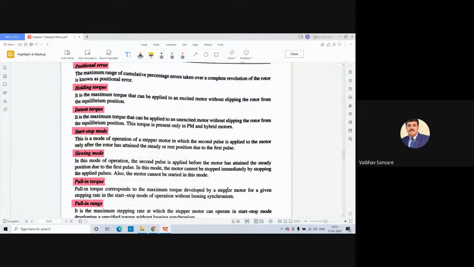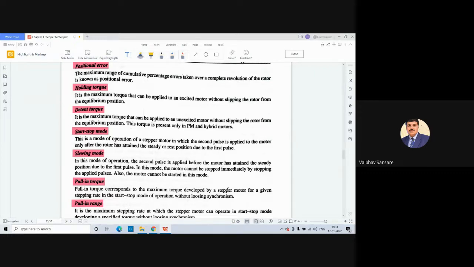This type of mode of operation is generally known as the slewing mode of operation. In this slewing mode, there is a continuous excitation pulse for the stator winding. Therefore, the motor cannot be stopped immediately by stopping the applied pulses. Also, the motor cannot be started in this particular mode. So whenever we have to start a stepper motor, we have to go with a start-stop mode only.